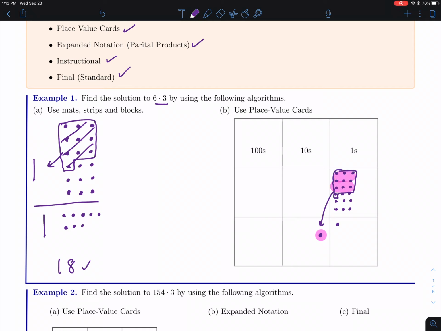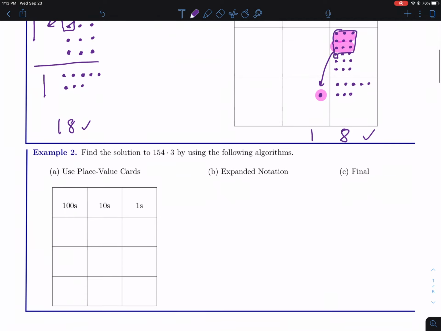Now bring down 3, 4, 5, the remaining dots. Hopefully we see we've got 1 in the tens position and 8 in the ones position. Again, it looks like we did it right. We've got 18. So that's using math strips and blocks and place value cards in addition to kind of repeated addition to make these work. We really haven't done any multiplication for the most part. We really just expanded these out and rewrote them as an addition problem so we could do it.